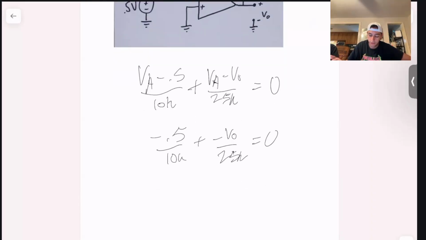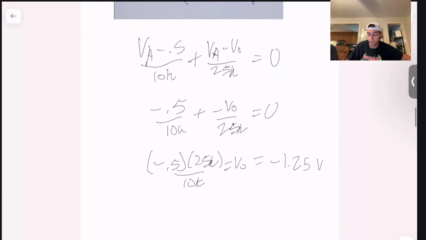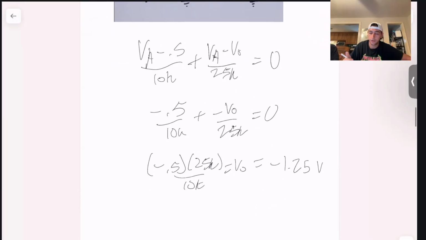After this, we can just use algebra to solve for V out. So we have negative 0.5 times 25K over 10K equals V out, and that equals 2.5 times negative 0.5. So that would be negative 1.25 volts. So that's how you solve an op amp question with just circuits. Configuration, yeah, an inverting op amp.